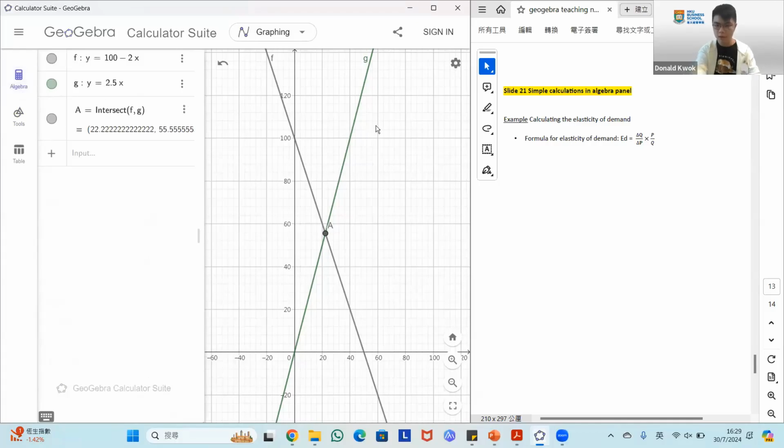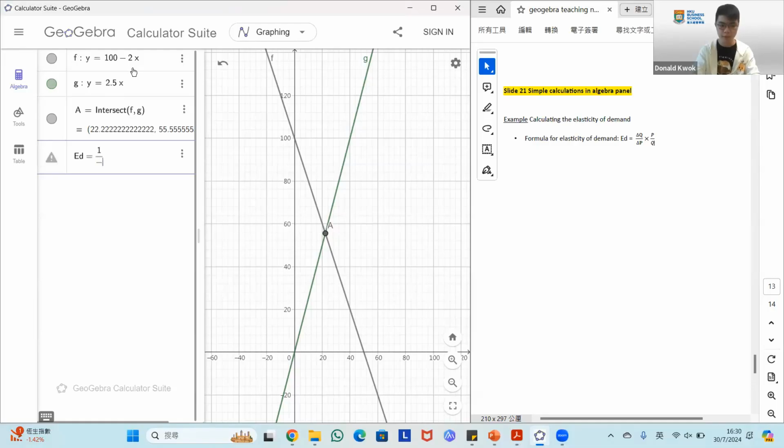As a recall, to calculate the elasticity of demand, it will be delta Q divided by delta P times P over Q. For the first fraction, delta Q over delta P, it is simply 1 over the slope of the demand curve. And we have the slope of the demand as -2 here. So the first fraction is 1 divided by -2.